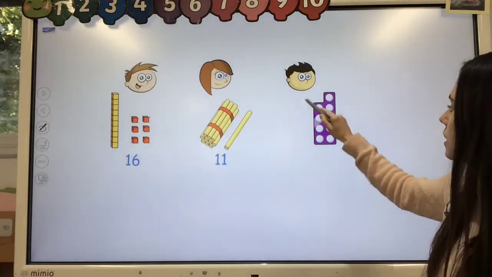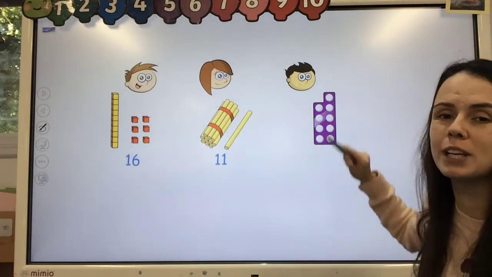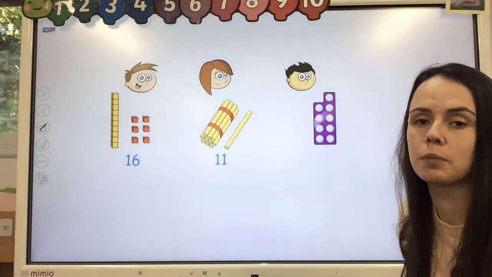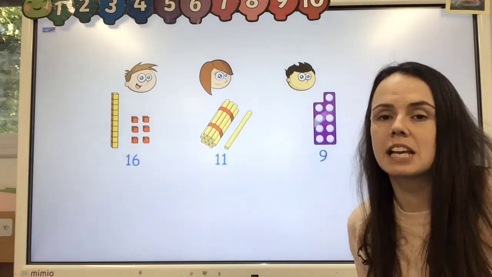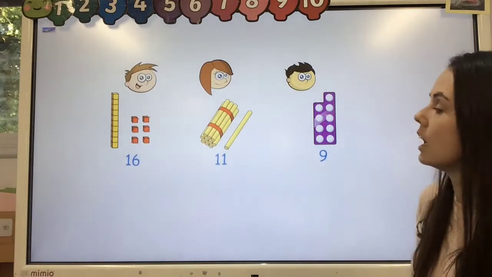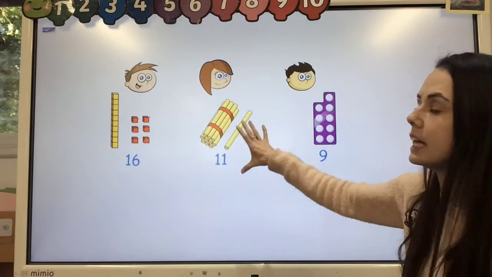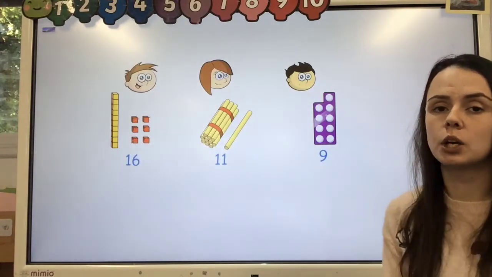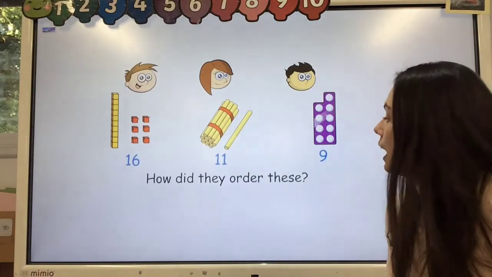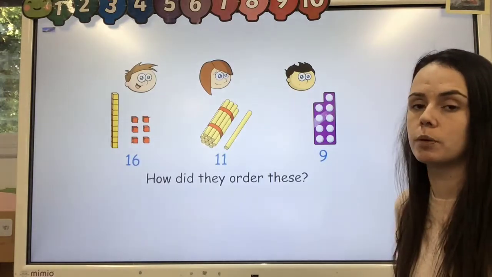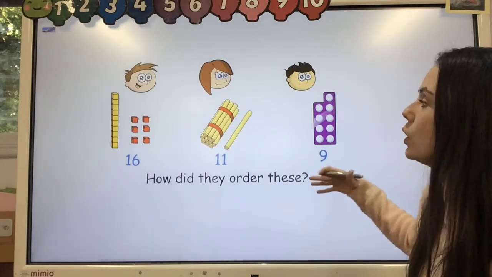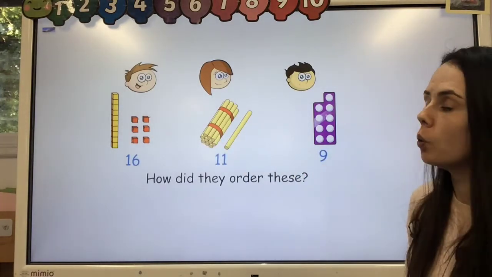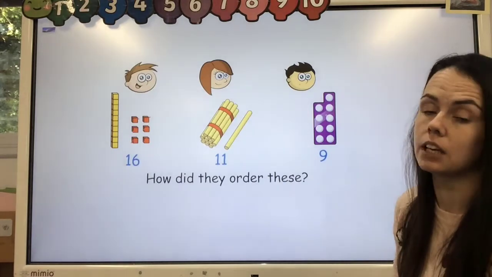And then what about this here? We know what this piece is, don't we? We don't need any help. That is a 9 piece. So our numbers today are 16, 11 and 9. Well done. Now, how have they ordered them? So the children have already put them in an order. What kind of order are they in?